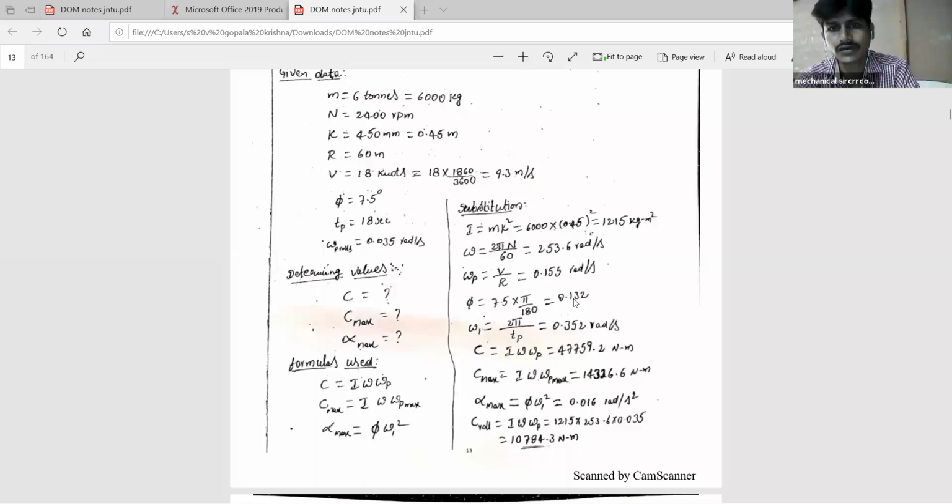So 7.5 into pi by 180, then the value is 0.132. Now coming to the omega 1, angular velocity of SHM. This is generally the pitching effect. Omega 1 equals 2 pi by TP. Pi value we already know, and the time period is 18 seconds, already given in our problem.